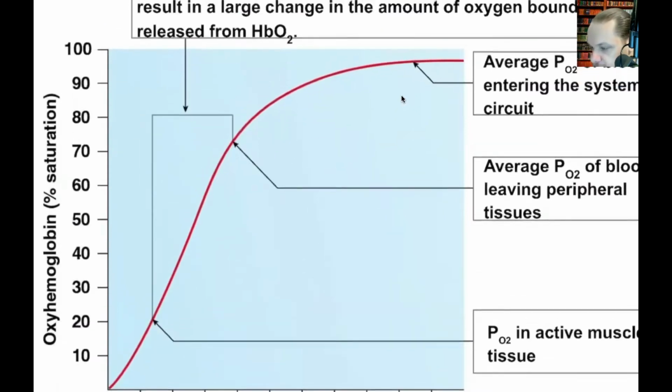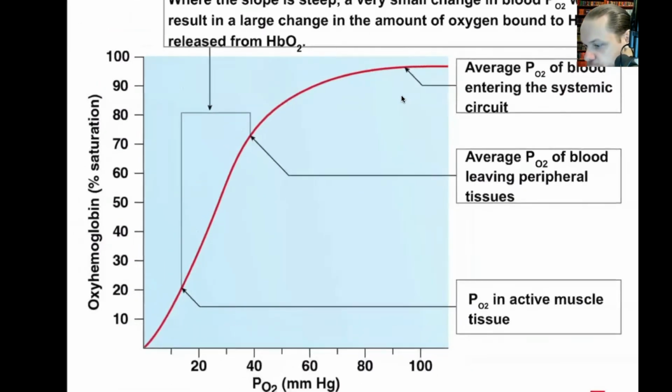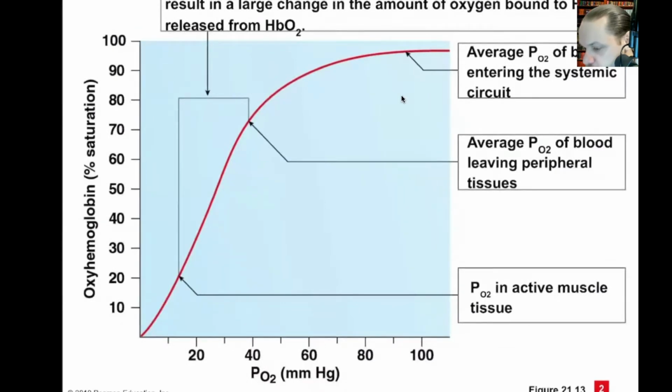Now this is the oxyhemoglobin curve that I was talking to you guys about, right? So as I said, make this a little bit smaller. Here we have the partial pressure of oxygen, and here on the side I have saturation.